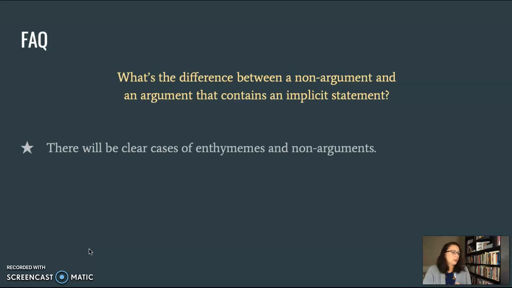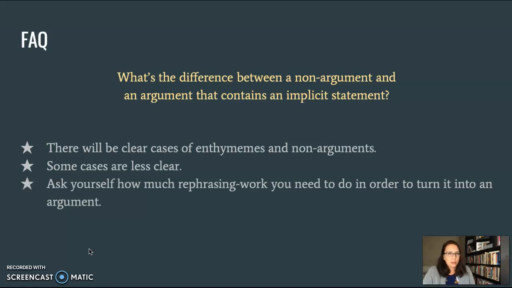All right, so what I want to say first is that there will be some very clear cases of enthymemes, arguments that are missing a premise or conclusion, and non-arguments. So if you look through the textbook, there's several examples of each. All right, section 1.1 to look at non-arguments, and section 1.6 to look at enthymemes, or arguments with missing or implicit statements. I also encourage you to read some of the footnotes that are associated with those, because the book does a good job talking about this on its own. So sometimes there's going to be clear cases, but sometimes there's going to be less clear cases. And so maybe what I wanted to do is offer a bit of advice when it comes to those less clear cases.